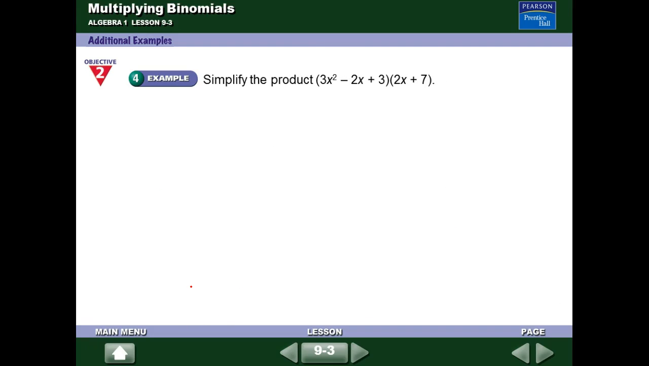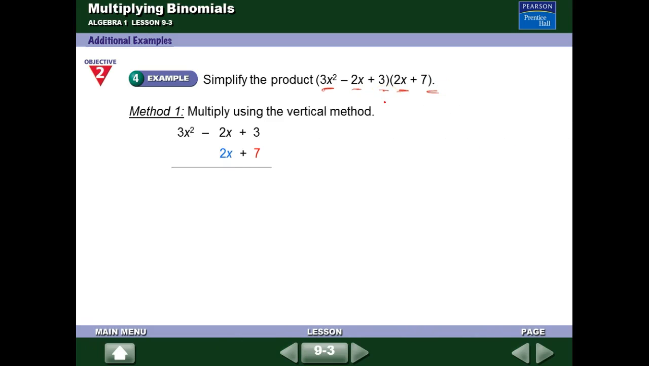Now we're taking a trinomial. Tri means three terms, multiplying by a two-term binomial here. So there's two different methods. I'll show you the first one here. The first one is using the vertical method.